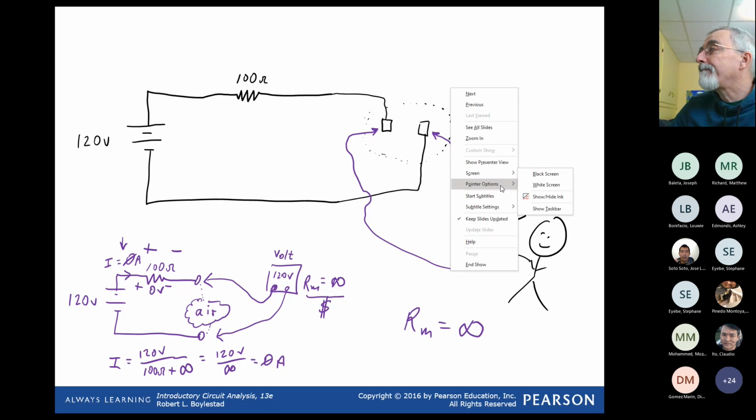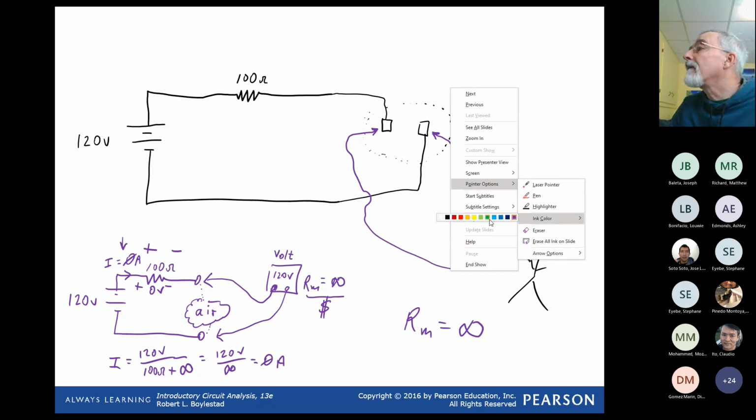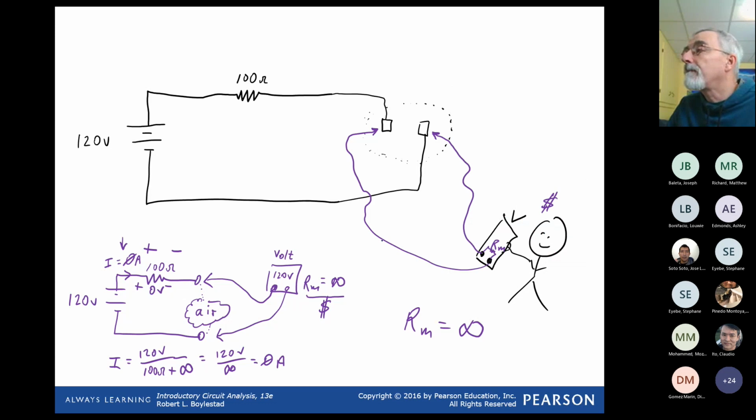maybe we're out of money and our friend has a very cheap voltmeter that he wants us to use, and we decide to use the cheap voltmeter.